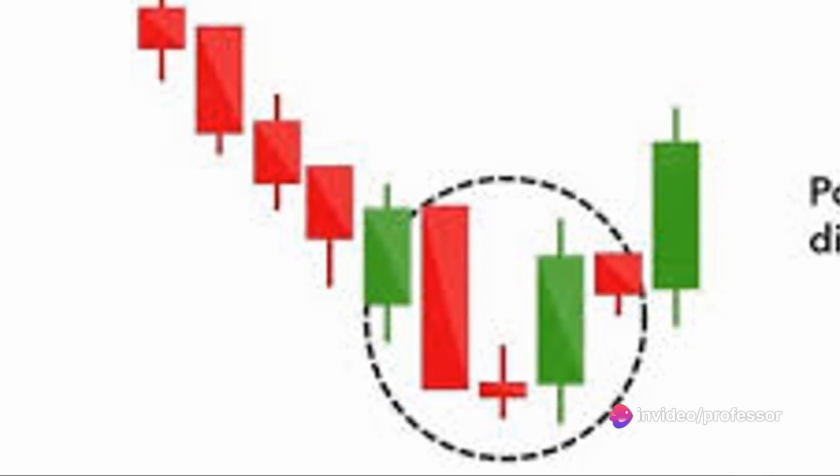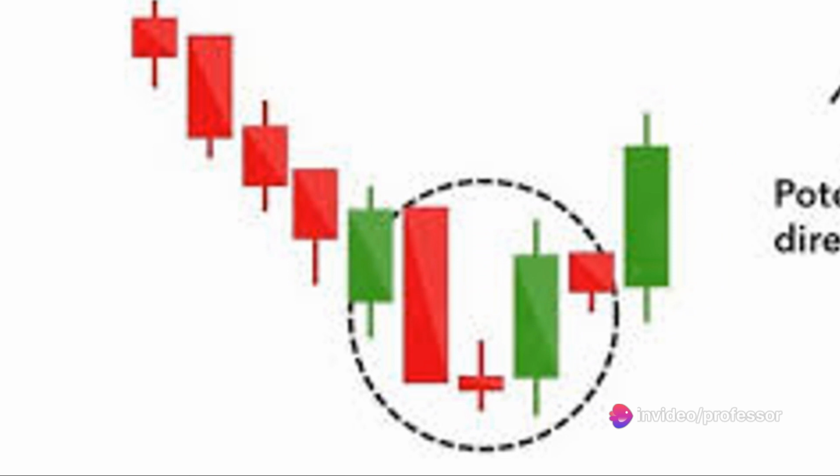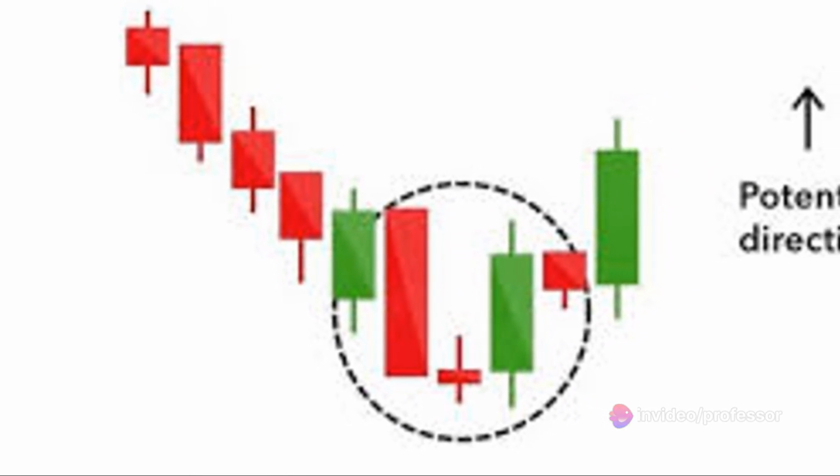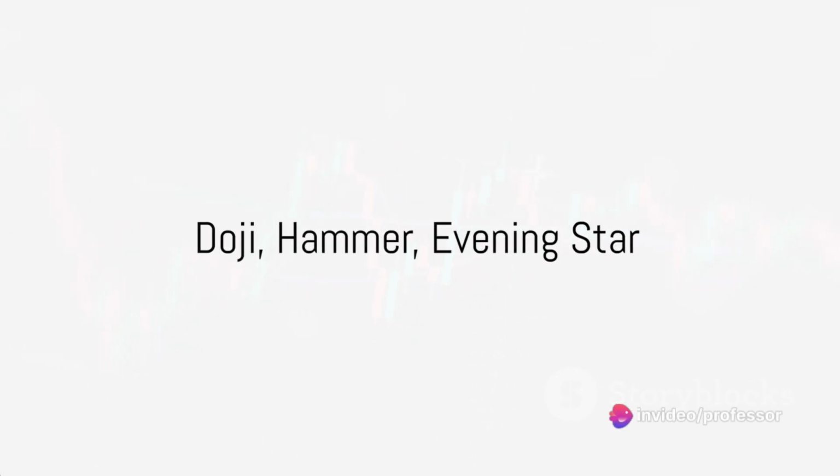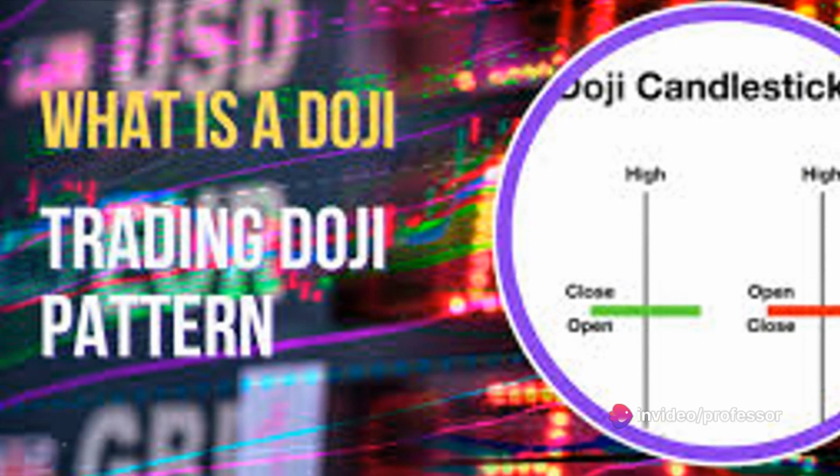It's just one of many indicators you should use to make informed trading decisions. The morning star pattern is a beacon of hope in a downtrend, signaling the dawn of an uptrend. Now we move on to the doji, hammer, and evening star patterns. We'll kick things off with the doji.